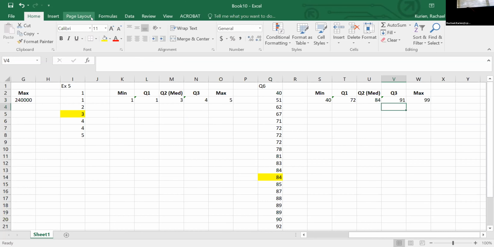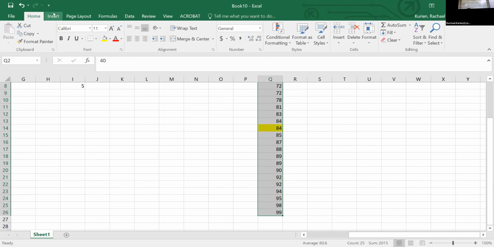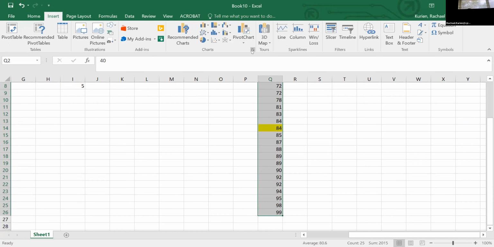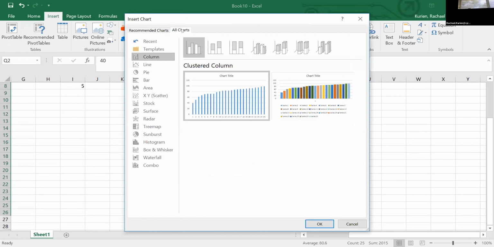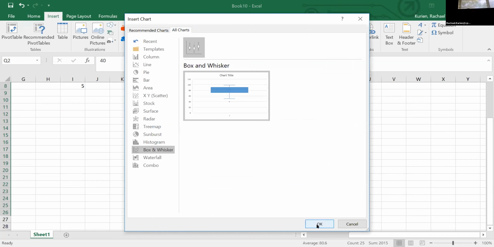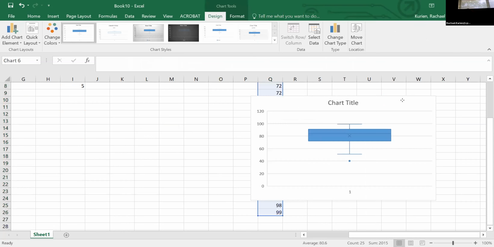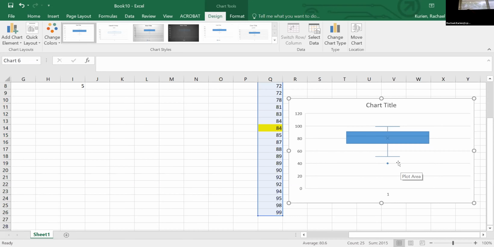All right, so now we're going to put it in a box and whisker plot, or just box plot. So we're going to highlight it, hit insert, and then go to our charts here, click on box and whisker, and then click OK. And you can see that it pops up. So what is this dot out here? Let's figure out how that works with outliers. So keep in mind this dot is sitting at 40.